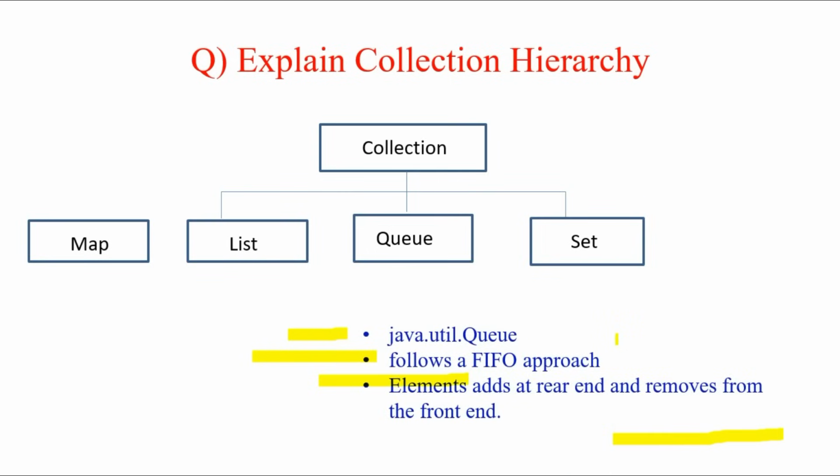So now let's cover the other ones. java.util.Queue follows the FIFO approach. You know that queues are first in first out. That is, the elements are added at the rear end and removed from the front end. So this is the unique property of the queue.